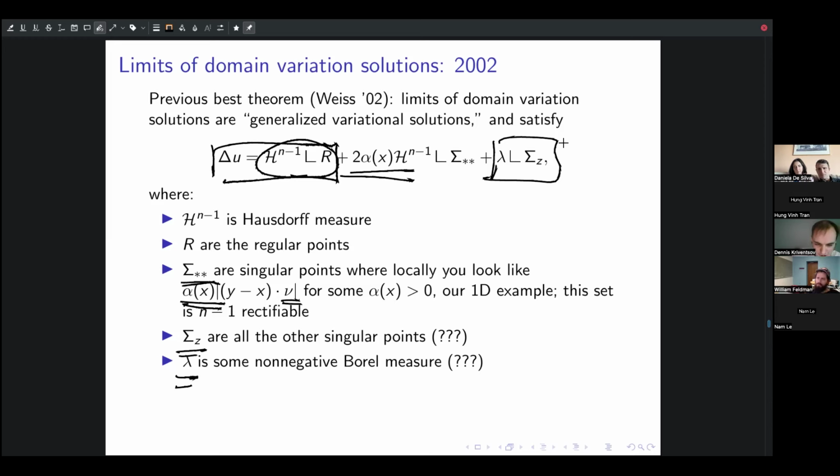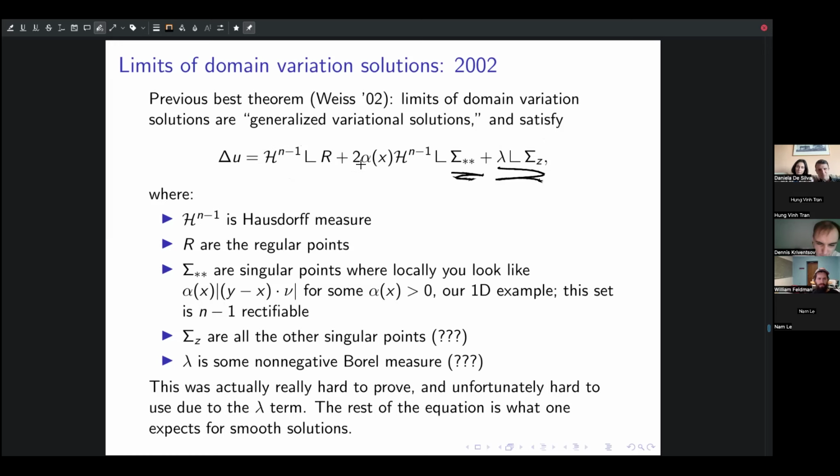But even if it's codimension 2, the measure would then be zero. The only way the measure can be positive is if this has dimension larger than codimension 1, that is, larger than n-1.